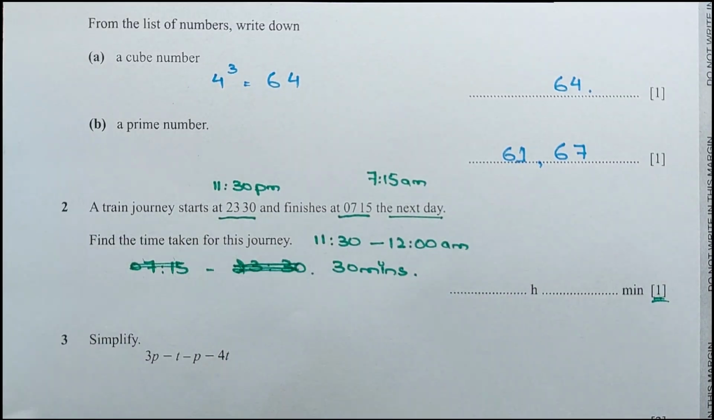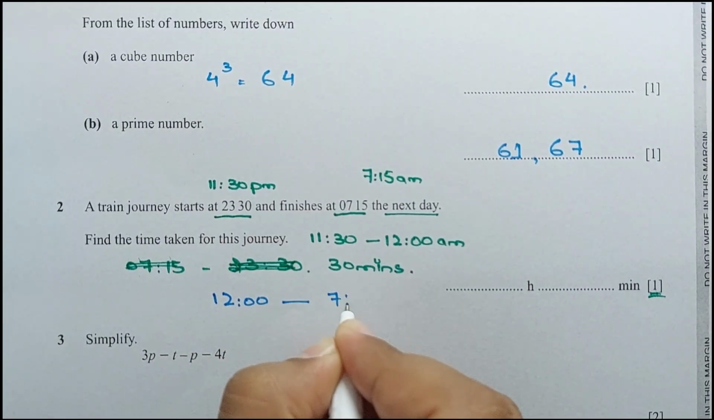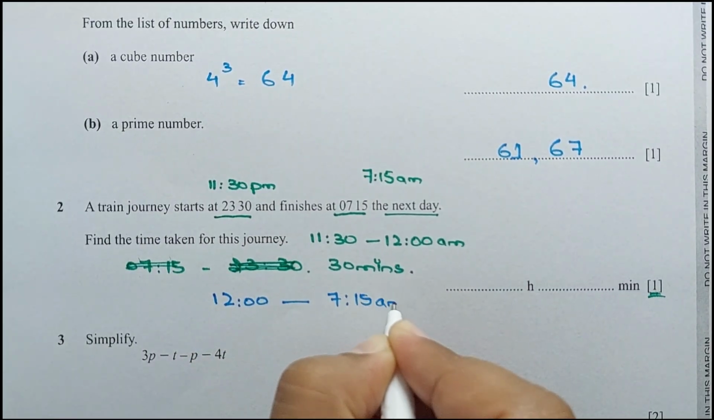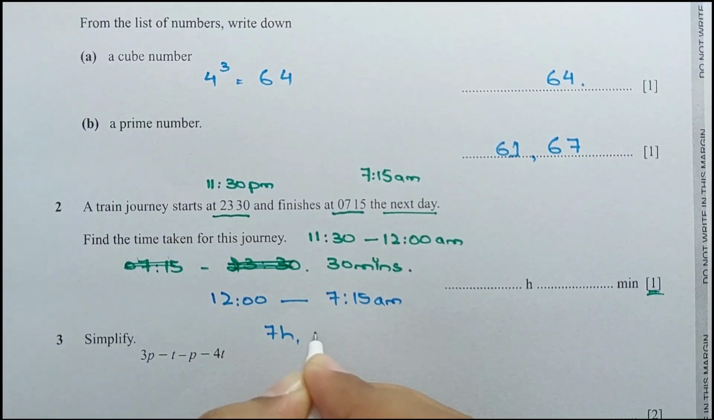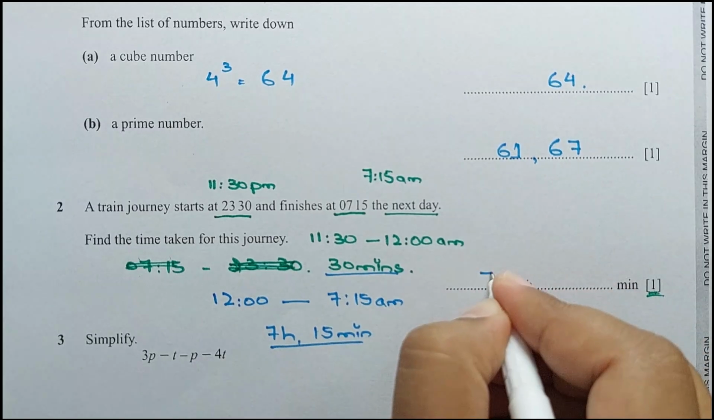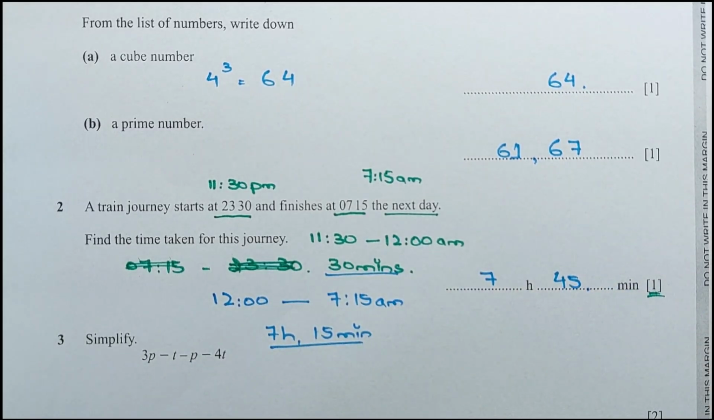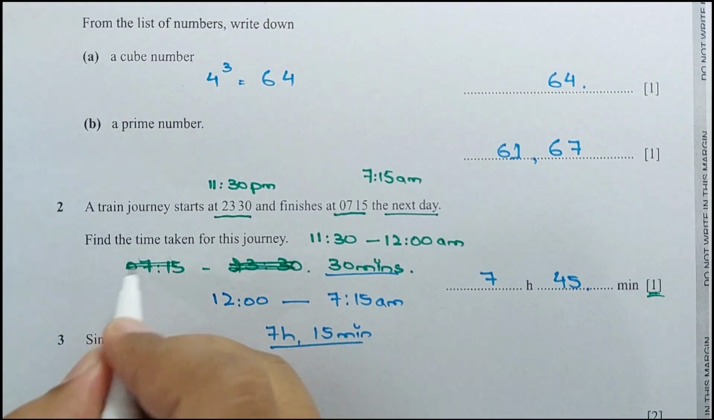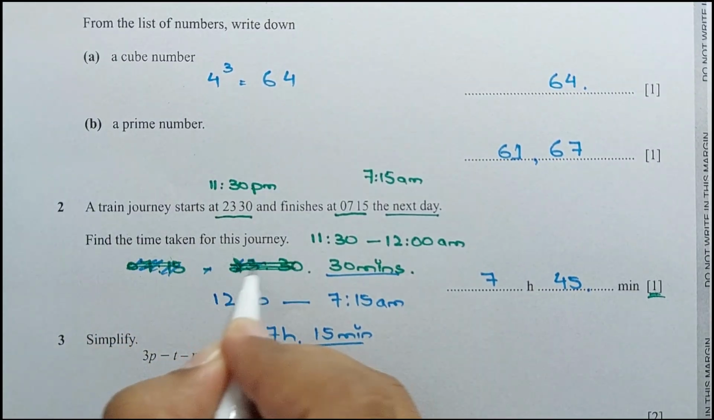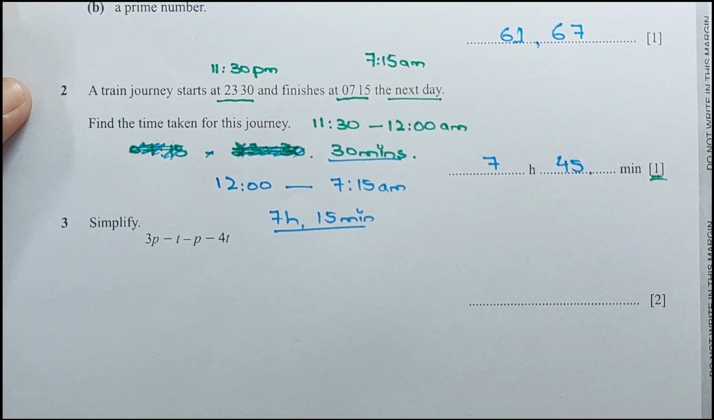From 12 a.m. till 7:15 a.m., the total time is 7 hours and 15 minutes. If I add up these two times, it becomes 7 hours and 45 minutes. The train journey is 7 hours and 45 minutes, so no need to use a calculator for that question. We might need a calculator in the rest of the questions.